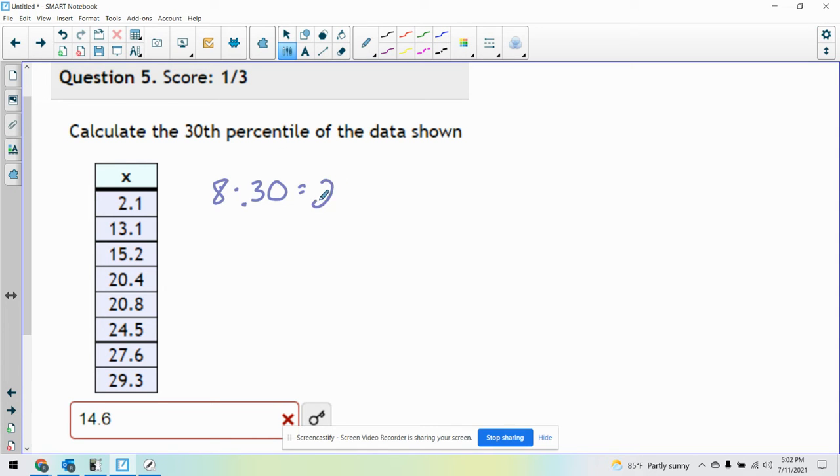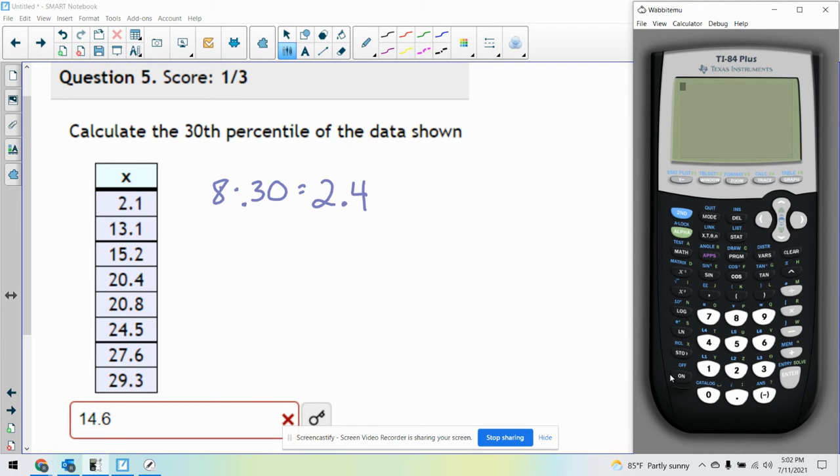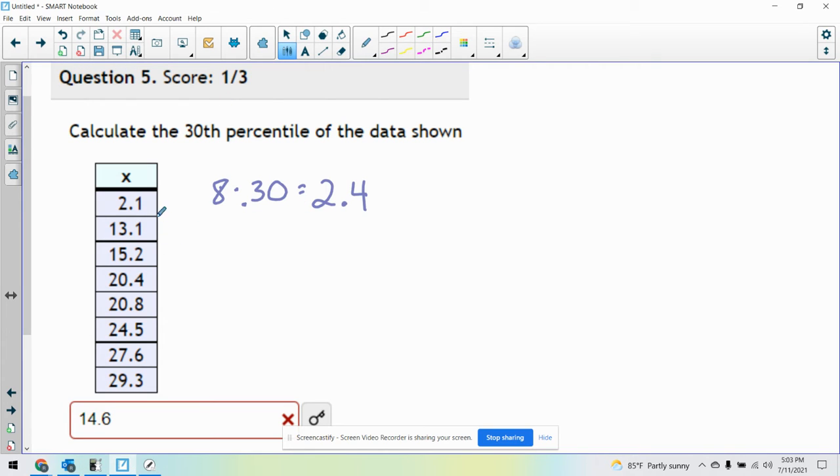And we get 2.4. Okay, just to show you, we did 8 times 0.30, or 0.3, you get 2.4. So whenever we have a decimal here, you can't find the 2.4th position, but it's somewhere after the second position. And just to be safe, we always take that and we round it up to the next number. So this is going to round up to the third. So our locator is 3.